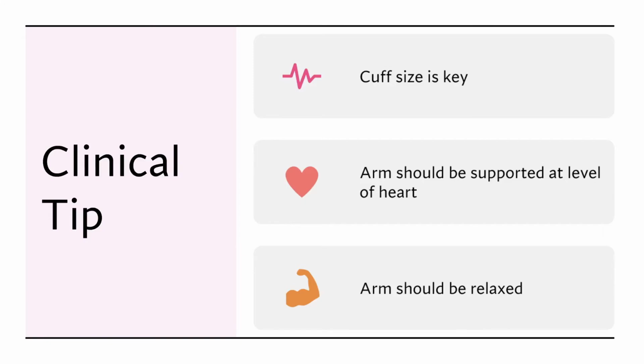The arm should be at the level of the heart. If it's lower, that will give you a higher reading. And the arm should be relaxed. Any contraction of the arm is going to really mess up your reading.